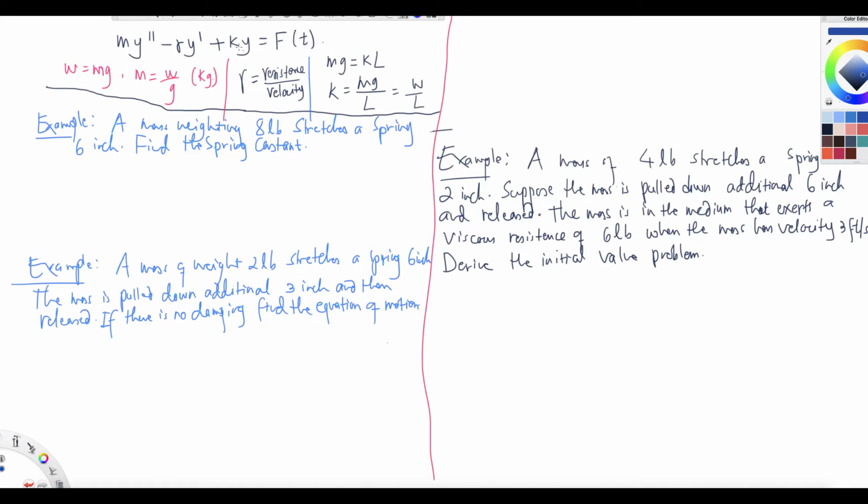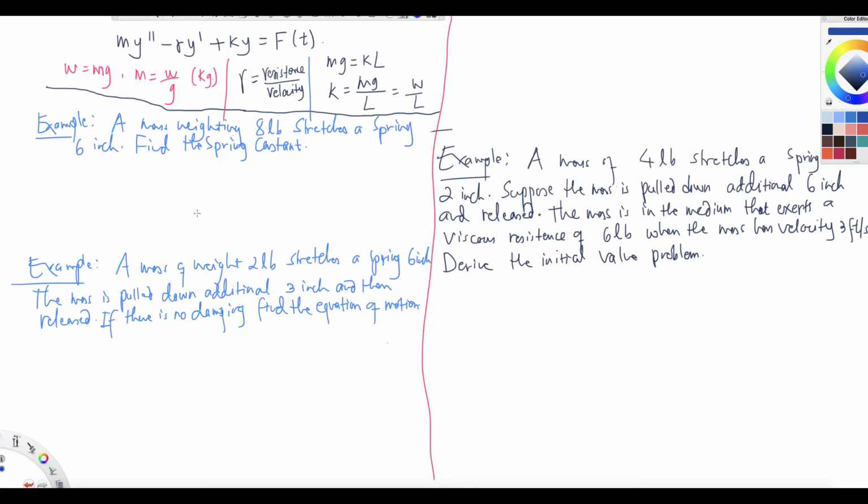And to find gamma, which is the damping constant, we use gamma equals resistance force divided by the velocity. Then to find k, we use again W equals k times L, that is mg equals k times L. If you solve this, you get k equals mg over L, that is the weight of the object over the displacement of the spring after you hang the object, or the extension of the spring. So let us see some examples, and then we will use all these formulas.